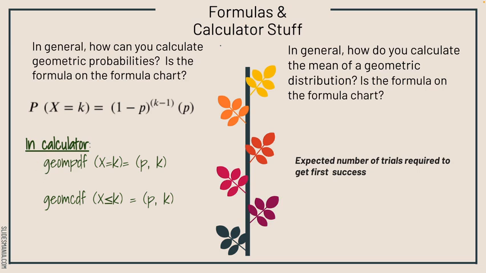In the calculator, we're going to do geometric PDF, 1 over x equals k. So we would just need p and k. CDF is cumulative, so it's everything to the left, so it's less than k. And then we can also do this in the calculator, in Desmos.